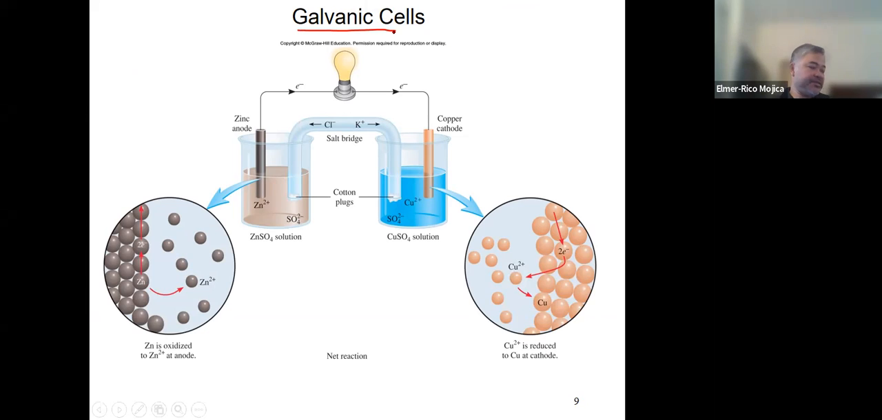galvanic cell. Okay, so at the beginning of this chapter, I mentioned that usually in the electrochemical process, there are two things that can happen. One, wherein energy is produced from a spontaneous reaction. And another one is you're going to use electrical energy to cause a non-spontaneous reaction to happen. So a galvanic cell is one wherein you have a spontaneous reaction that produces energy.